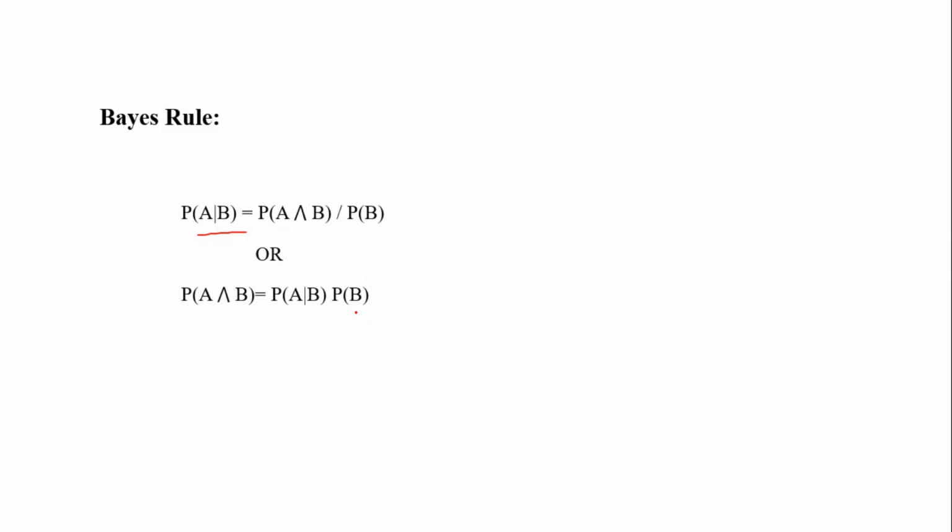You can use this when two variables are given to you. What if the variables are more than two? Suppose I have four variables, then I can write this equation as P of A, times the probability of B given A, times the probability of C given A and B, times the probability of D given A, B and C.